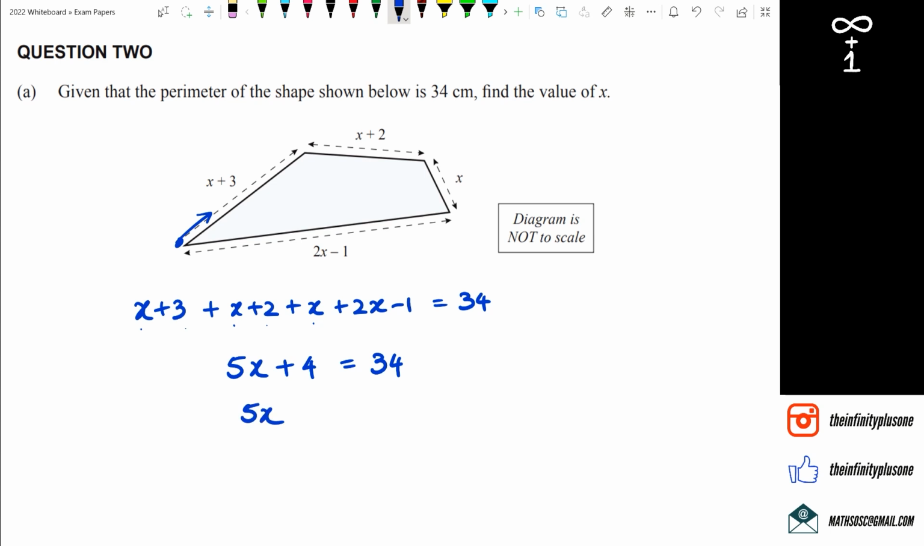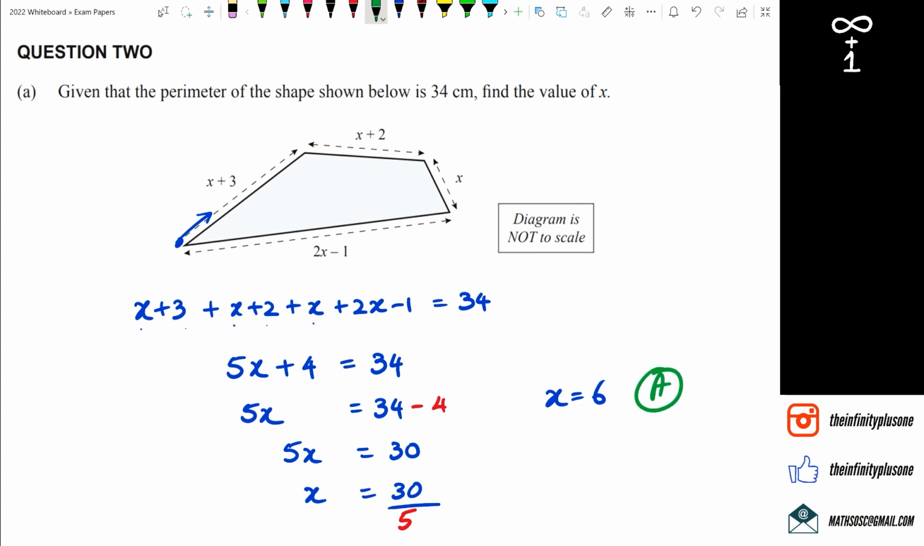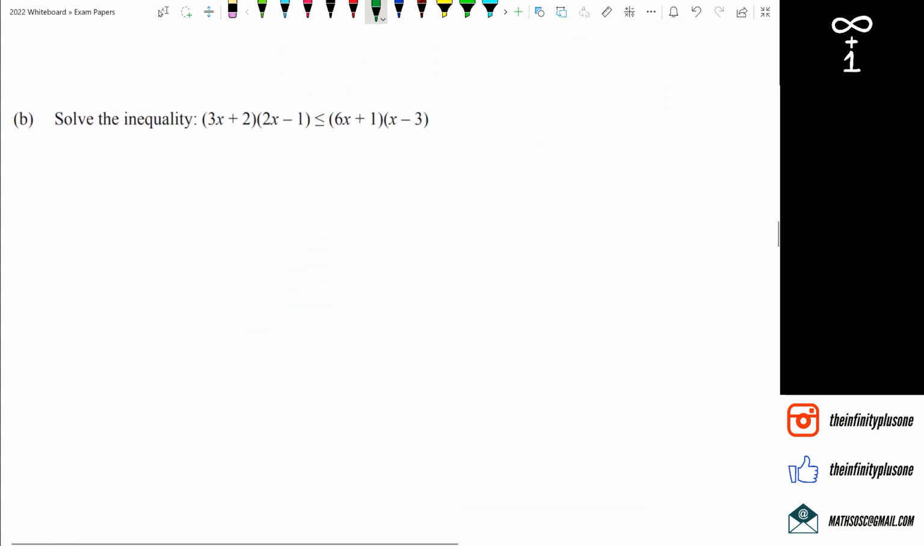Rearrange this. I've got 5x is equal to 34. Positive 4, so when I bring it to the right-hand side, it's minus 4. And I've got 5x is equal to 30. x is equal to 30 divided by 5, which is going to give me that x is equal to 6. So grades-wise, achieved for this question. And we move on. Yeah, fairly quick question.